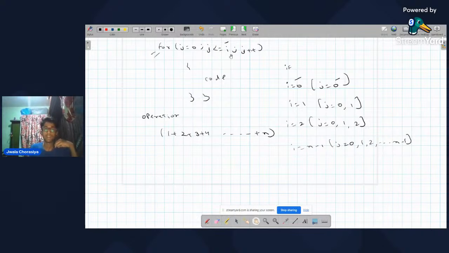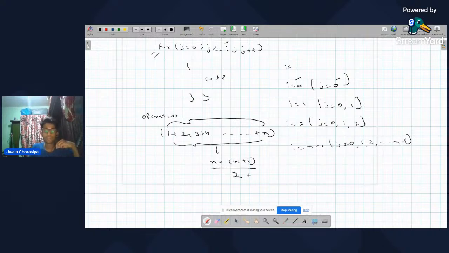It's j less than or equal to i, right? So it's iterating till i. Can you observe what this is? If you have learned sequence and series, this is the sum of n numbers. And the formula for the sum of n numbers is n into n plus 1 by 2, right?